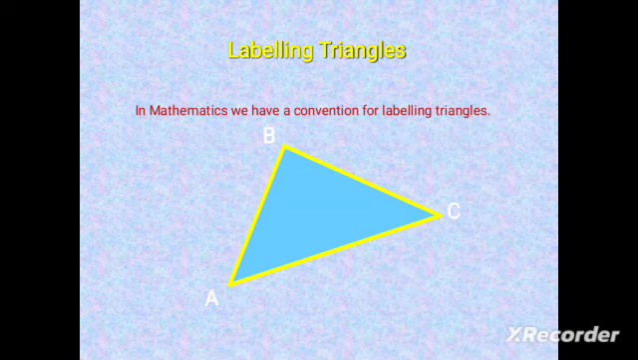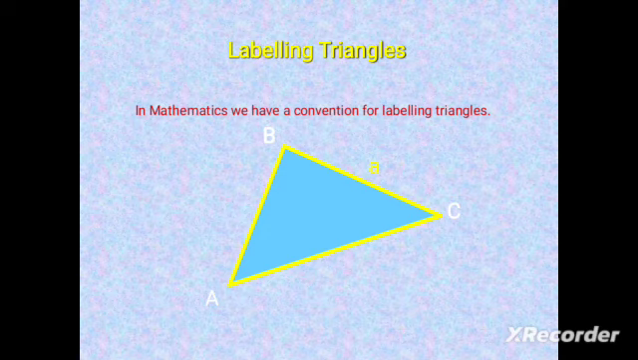Before we do that, I'll start with the labeling of triangles, because it's a concept that we shall be using later in the cosine rule. In mathematics we have a convention for labeling triangles. As you can see in the figure below, ABC. We have the angle at A, the angle at B, and the angle at C.